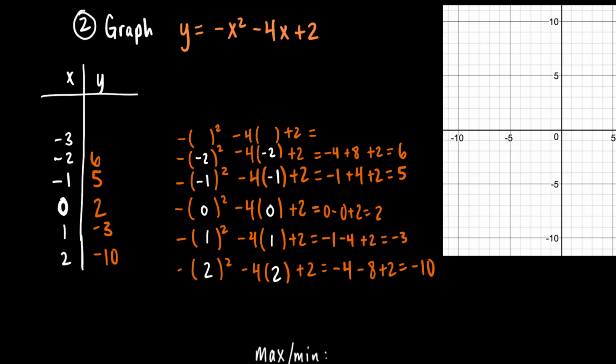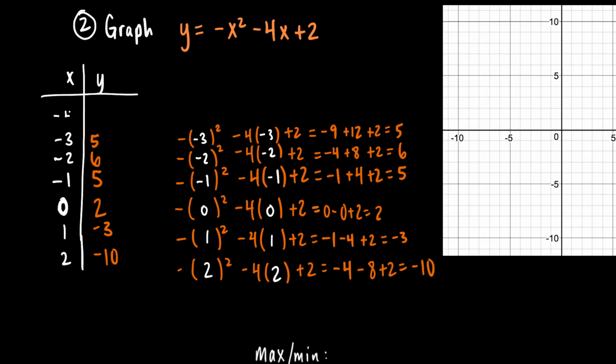-3. Okay. So this will be negative 9 plus 12 plus 2. So negative 9 plus 12 plus 2 would give us 5. Uh-oh, so we're going down again. And this is good. This means we've reached the vertex. In all likelihood, this is probably the vertex right here. All right.